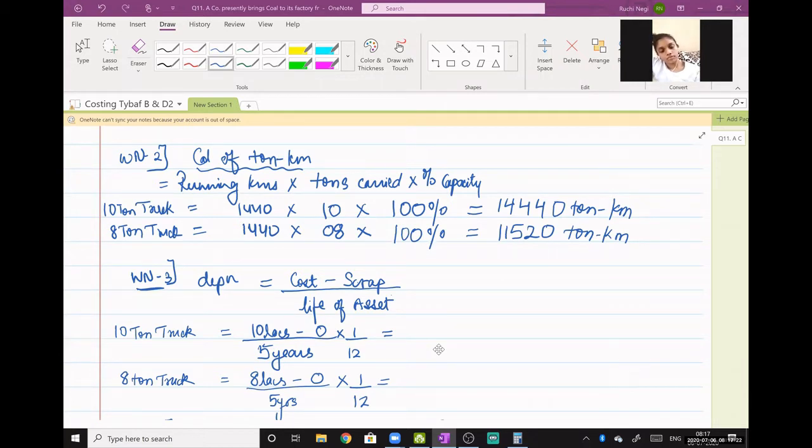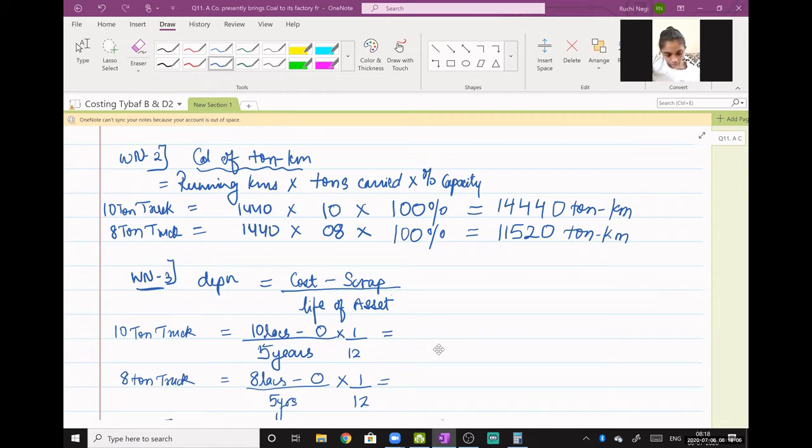Why do you use this formula? I mean, when do you use it? Cost minus scrap upon life of asset. We have been doing this formula since 11th standard. What is the reason behind using it? This formula is used when the percentage of depreciation is not given. The rate of depreciation is missing in the question, and at that time we use this formula. Then you have to search for the elements of the formula: cost of the asset, scrap value, life of the asset.